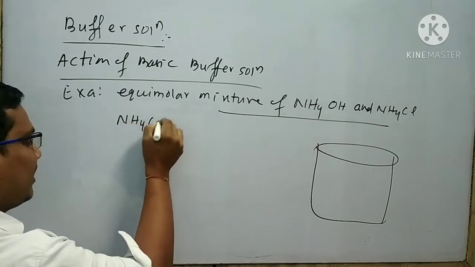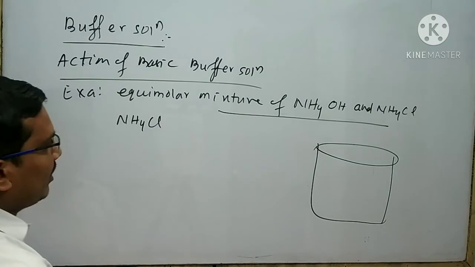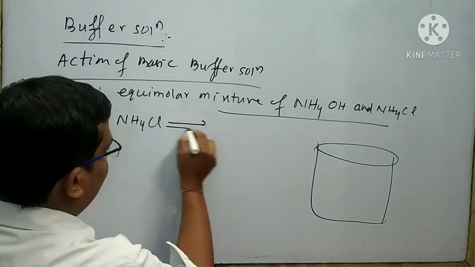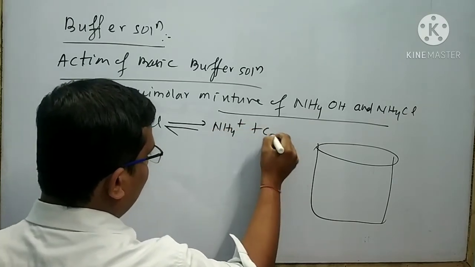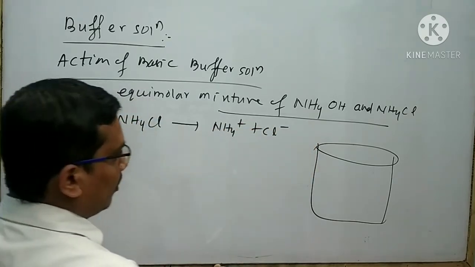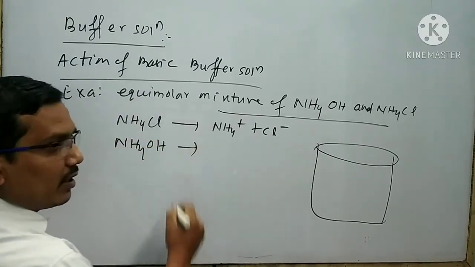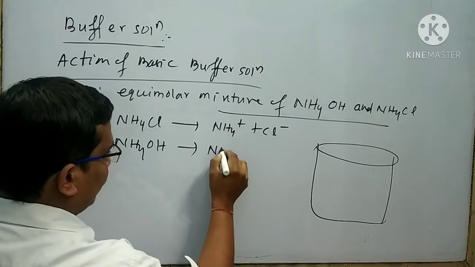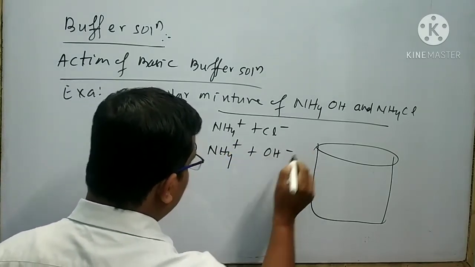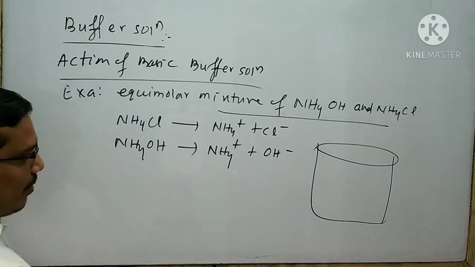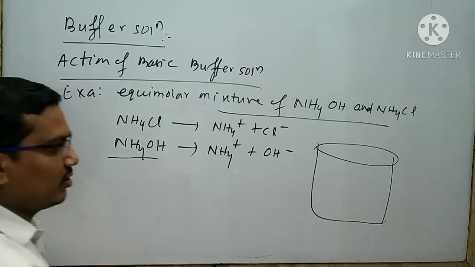Ammonium chloride is a salt of a strong acid and a weak base. So ammonium chloride completely undergoes dissociation, giving NH4+ and Cl- ions. On the other hand, ammonium hydroxide is a weak base. It does not completely dissociate to give NH4+ and OH- ions. Some amount of ammonium hydroxide is present in undissociated condition.